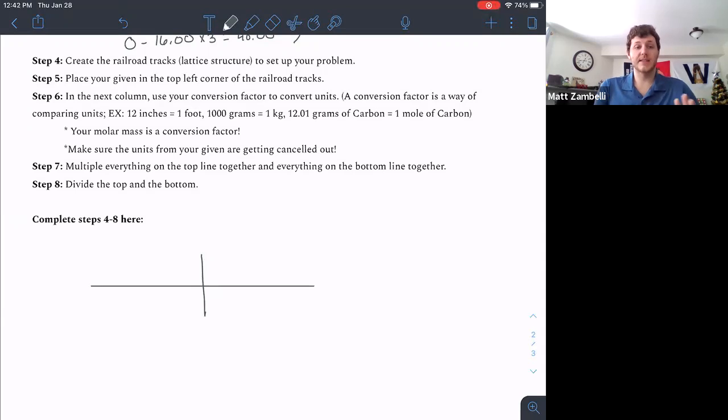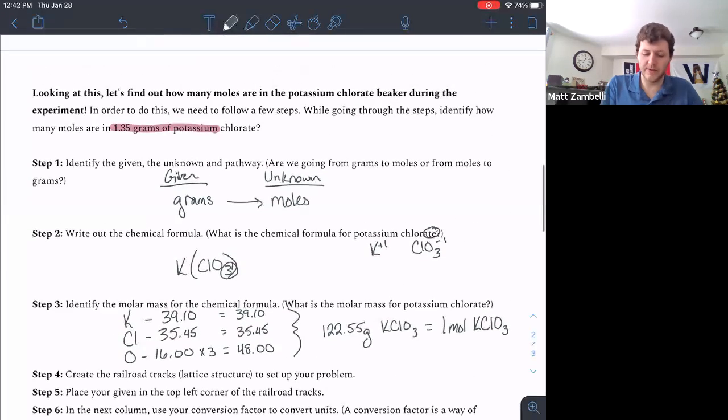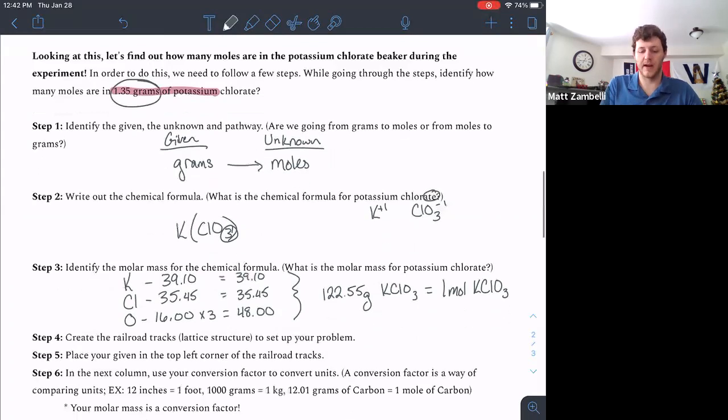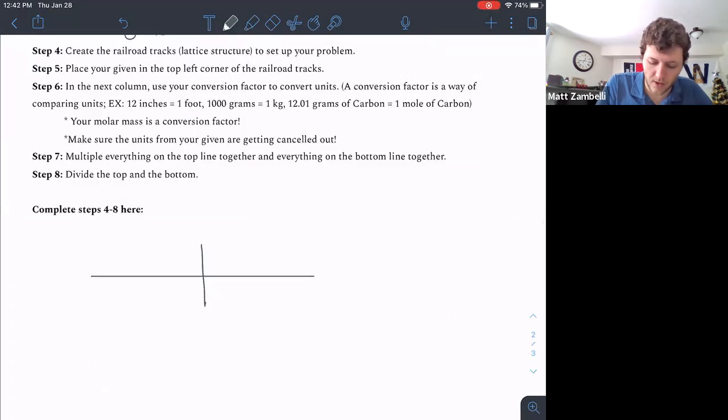Step 5 says place your given in the top left corner of the railroad tracks. So our given, instead of just putting those units, we're going to go all the way back to our problem, and we're going to take that whole number, the 1.35 grams of potassium chlorate. We're going to put that whole thing right here, 1.35 grams of potassium chlorate. How are we doing so far? Good?